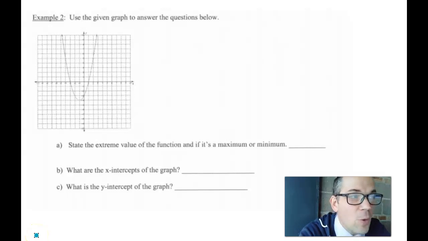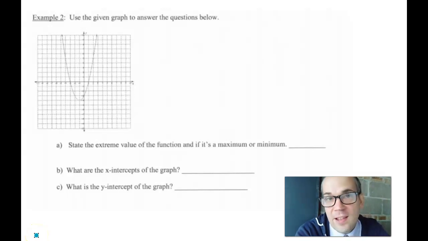Example 2, here we go. We're going to use the graph to answer these questions and analyze it a little bit. The one thing I'm going to say until you don't want to hear it anymore: anytime we're talking about the extreme value for a parabola, we are talking about the y value of the vertex, just the y value of the vertex. And if it's the maximum, it's the highest point; it's a minimum if it's the lowest point.